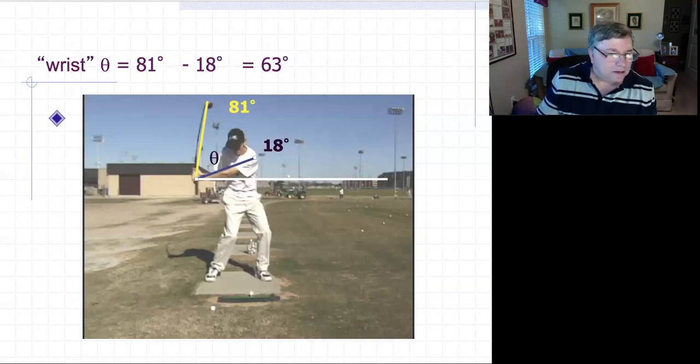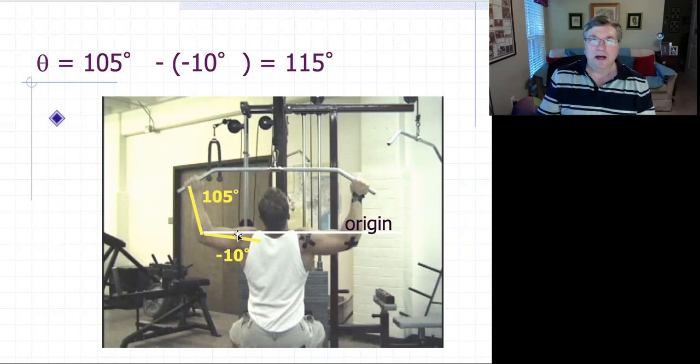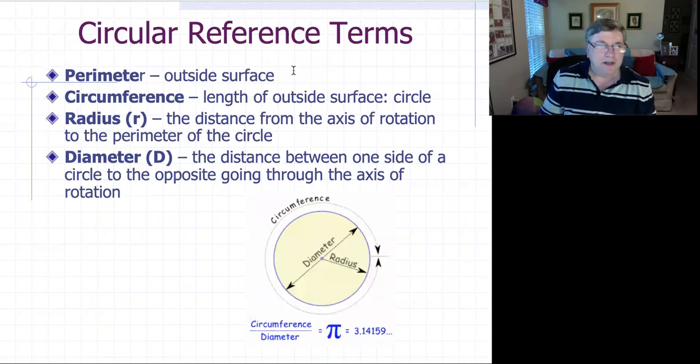So let's see, just some basics here. Again, if the origin runs through the middle of the joint that you're trying to measure, this is the elbow joint, then you have to rotate clockwise. Remember, give it a negative number. In this case, since we have the elbow, we've got the upper arm and the forearm. The upper arm's 10 degrees below the origin. The forearm is 105 degrees counterclockwise from the origin, so that's 105 minus 10, and that's equal to 115 degrees.